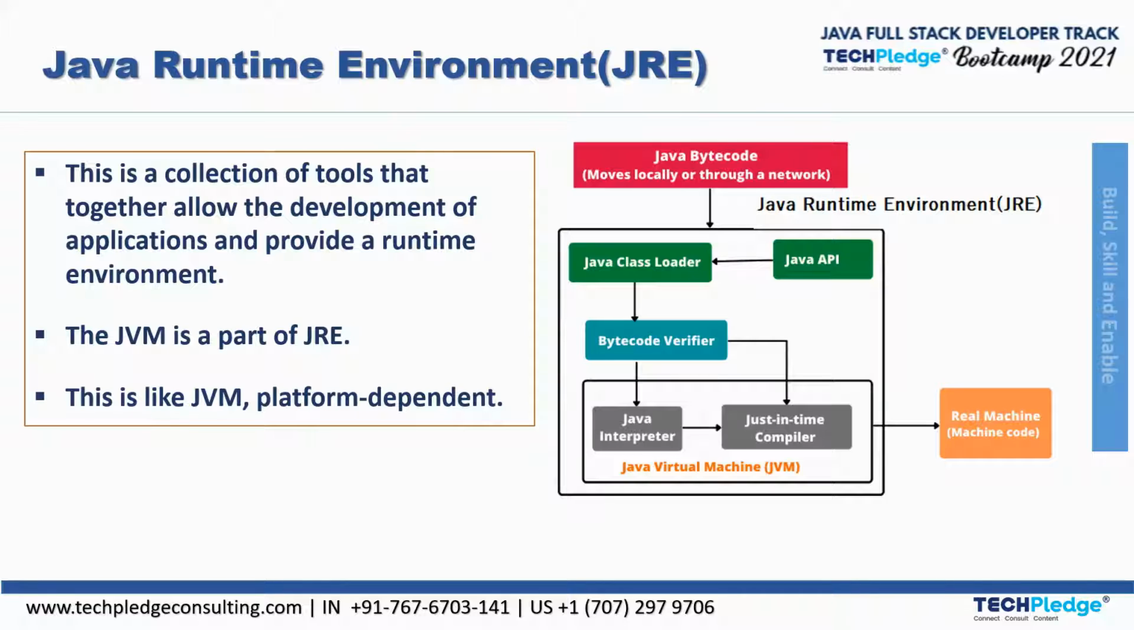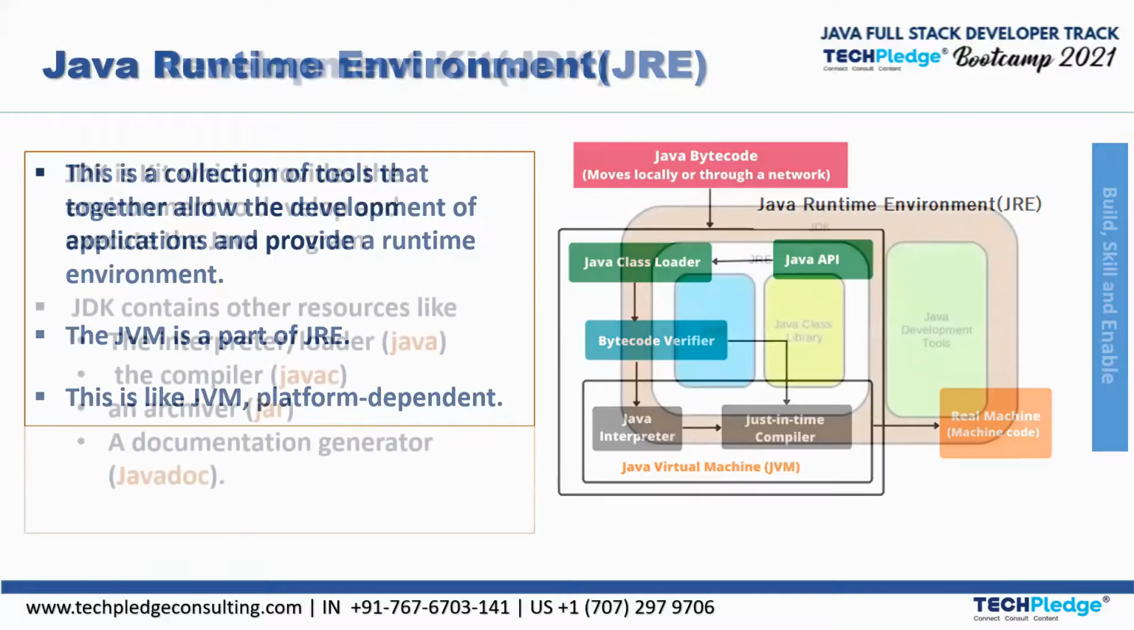The main aim of the JVM is to convert the program that we write into machine language, because the machine can only understand binary codes, that is 1010 and so on. So that is the whole process in which the JRE runs.